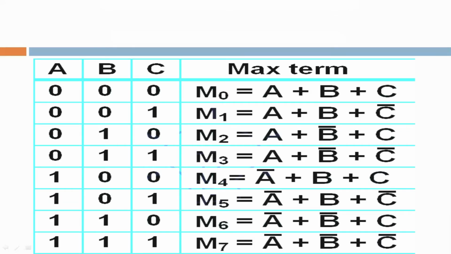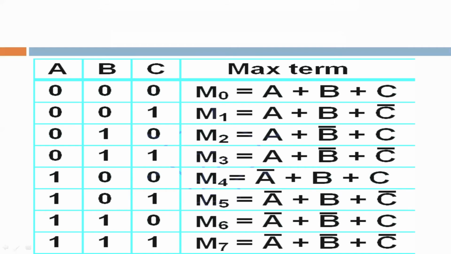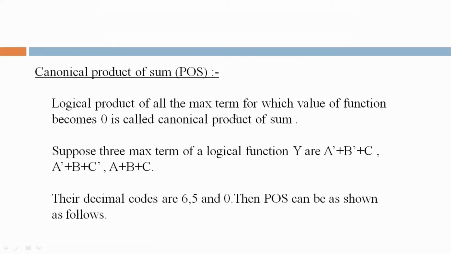And the logical product of all the max terms for which the value of the function becomes 0 is called a canonical product of sum. Then POS can be shown as follows.